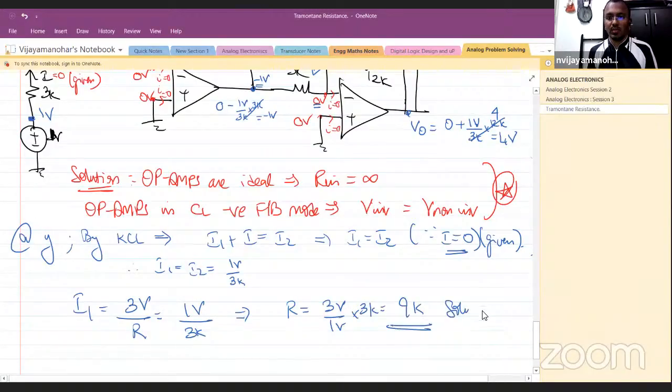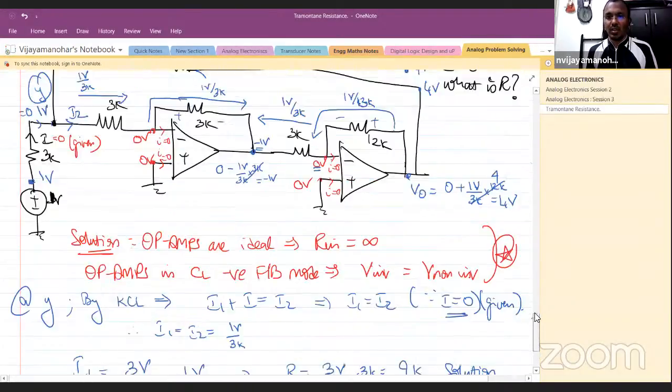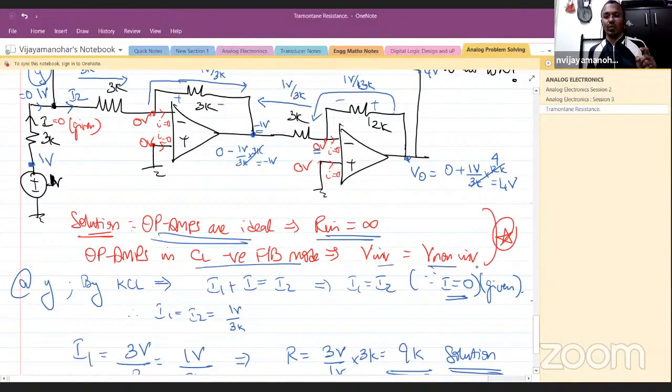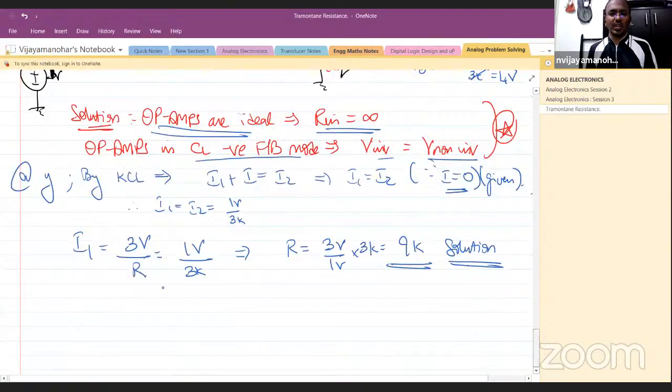This is the solution. See, very simple. The moment I just applied the two principles, R in equal to infinity, because op amp is ideal. And in ideal op amps in closed loop negative feedback mode, V inverting will be equal to V non-inverting. The moment I apply these two concepts, rest all is just a manipulation of Ohm's law, nothing more. Ohm's law, Kirchhoff's current law. If you know to apply Ohm's law and Kirchhoff's current law, you can solve this problem. That's all you need to know. Clear? No need to remember any formula or mug up anything. It's very straightforward.